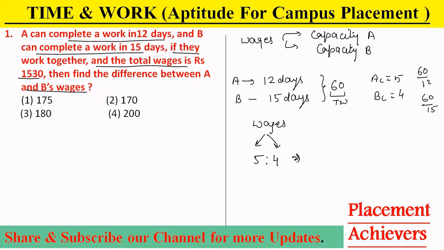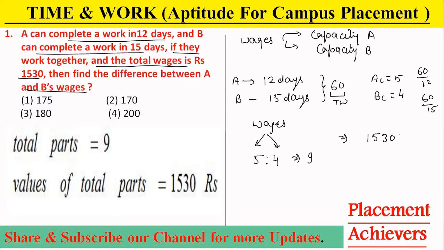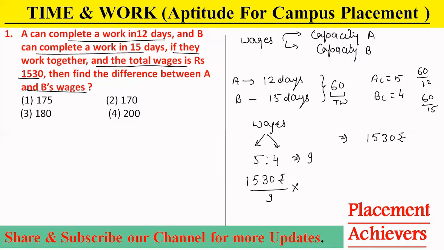The total of this ratio is 9 and the total wage is equal to 1530 rupees. So here we can see 1530 rupees is the value of 9, which is equivalent to the total wage, and we have to find out the difference of wage of A and B. The difference of 5 and 4 is 1. After calculating this, we will get 170 rupees.